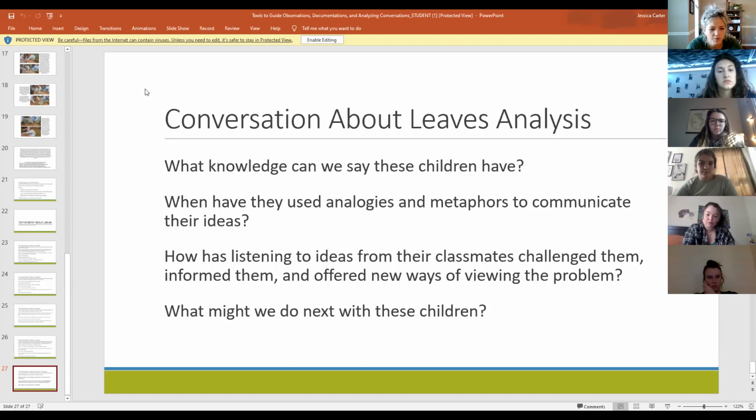Another question related to this: how does listening to ideas from their classmates challenge, inform, or offer children new ways of viewing this problem of understanding what's happening with the trees? And I just gave you an example of that, right? The one child came back and said, but the tree doesn't die. And so they're bouncing ideas off of one another in these small group conversations. Any other observations about the peer-to-peer piece, the children talking to each other?